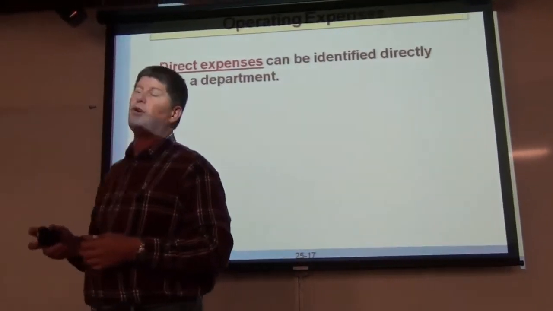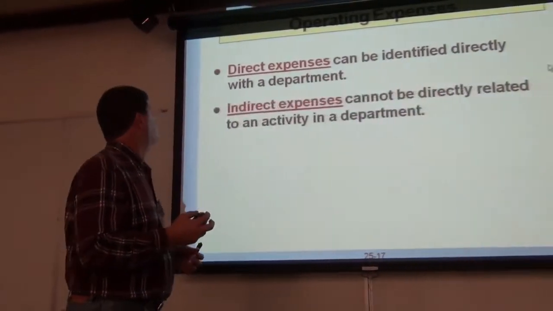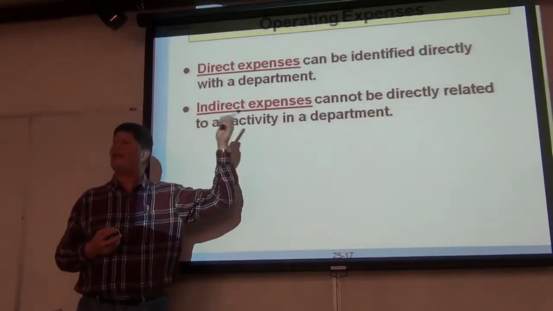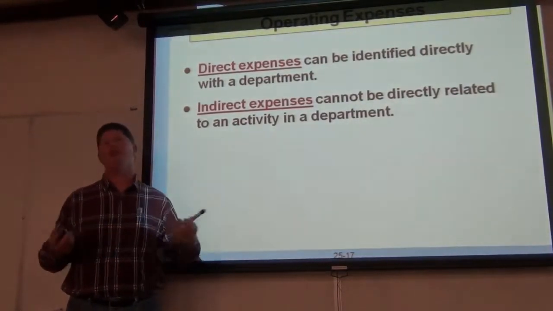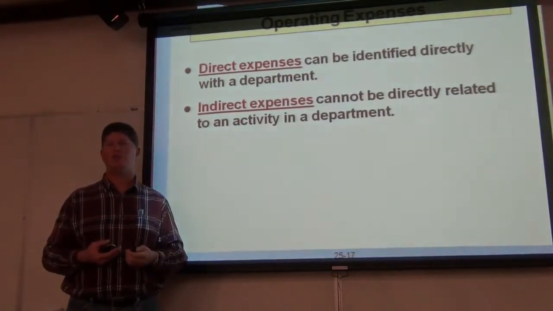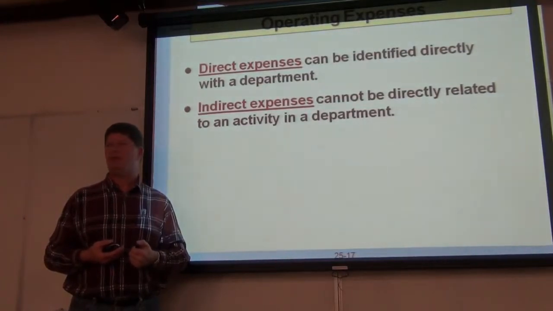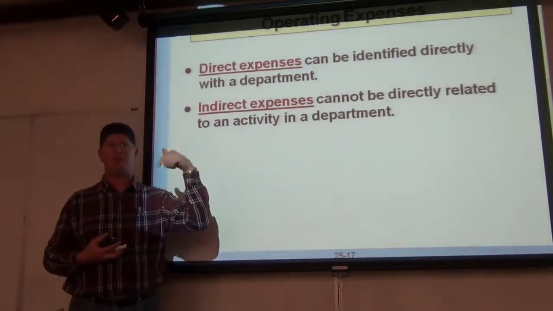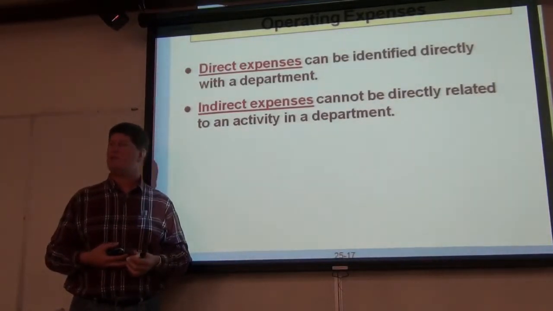It's the other items, the indirect expenses, that are not tied directly to a department. So I don't get a utility bill for just the shoe department, right? I get one monster utility bill for the whole building, and I've got 7 departments in the building. How do I split that up? How do I record that?